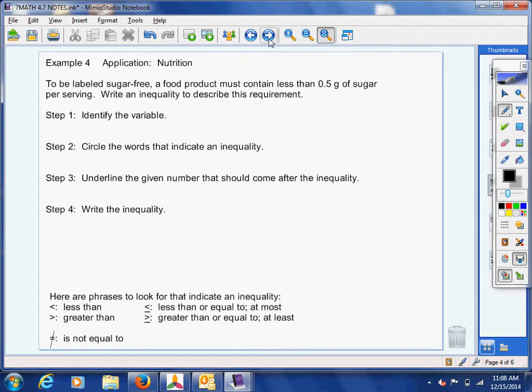All right, let's do an application. I'm going to go through step by step and put some steps here for you to follow. To be labeled sugar-free, a food product must contain less than half a gram of sugar per serving. We're going to write an inequality to describe this requirement. Now, step one is we want to identify the variable. So we want to use S, okay? What does S represent? Sugar. Okay, amount of sugar. Good.